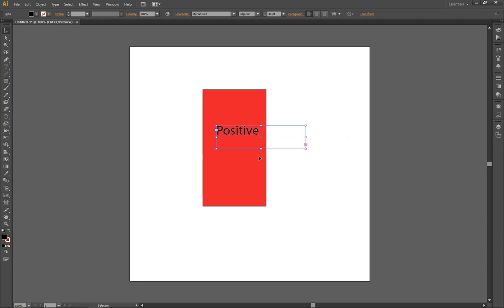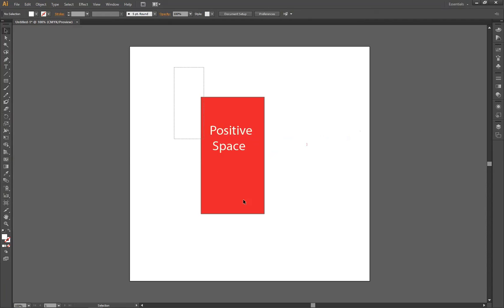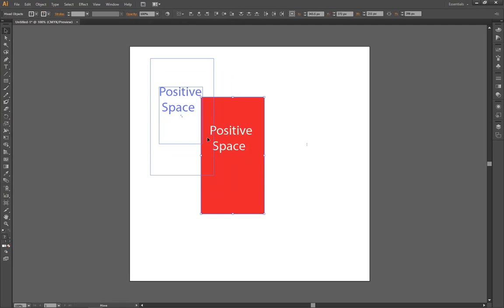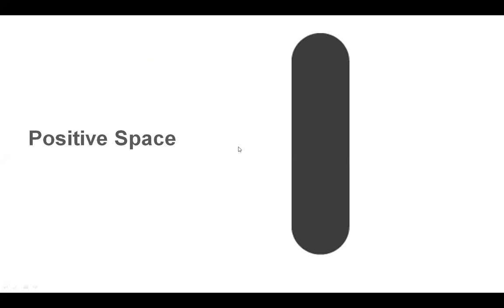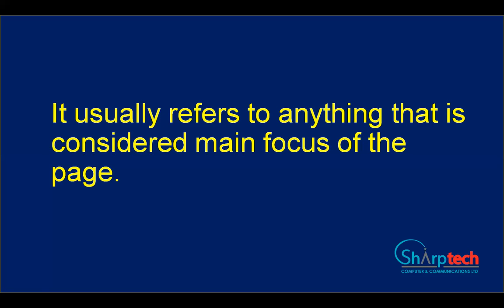Let me just adjust this. So the positive space is that one in the middle. The space which is inside the shape. That is what we call positive space. We are trying to understand positive space. And then, because there is another type of space, that is negative space, not so? There is another type of space, and that is negative space. We shall look at negative space.